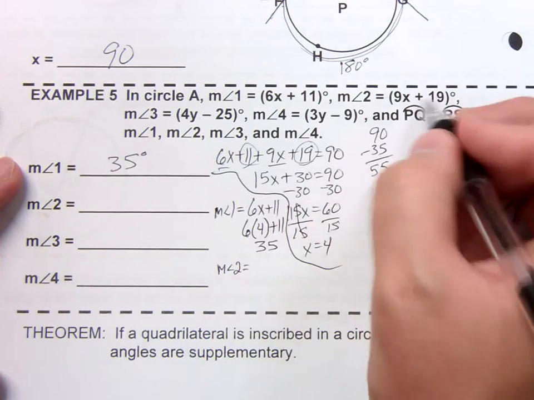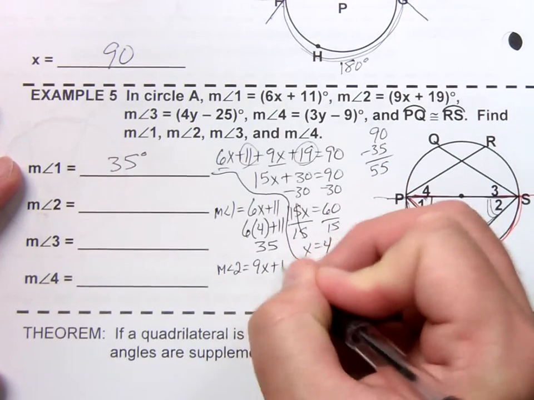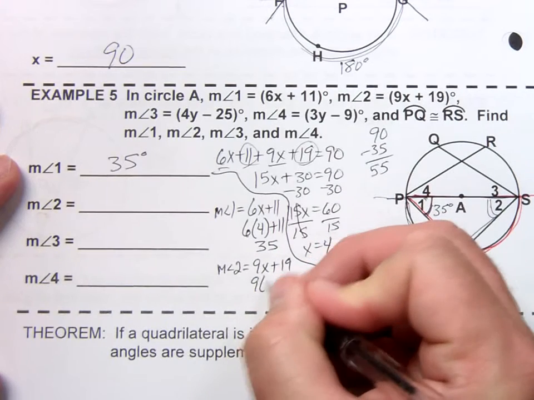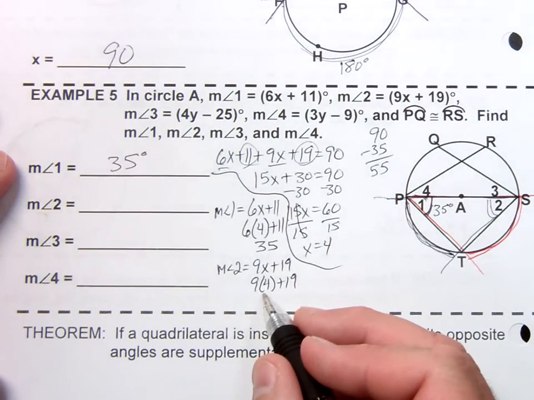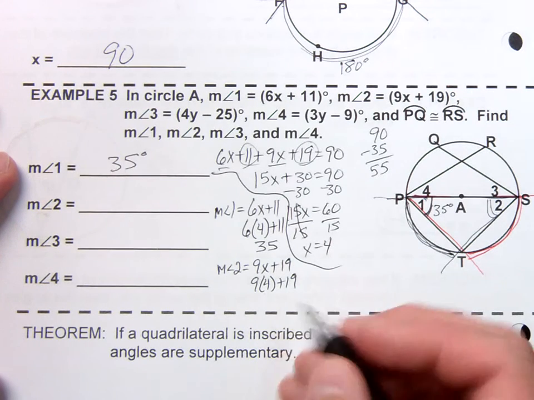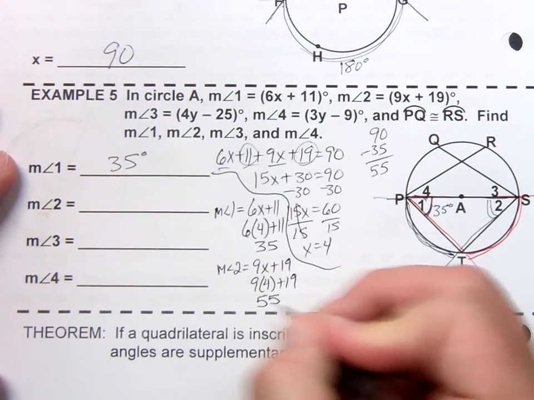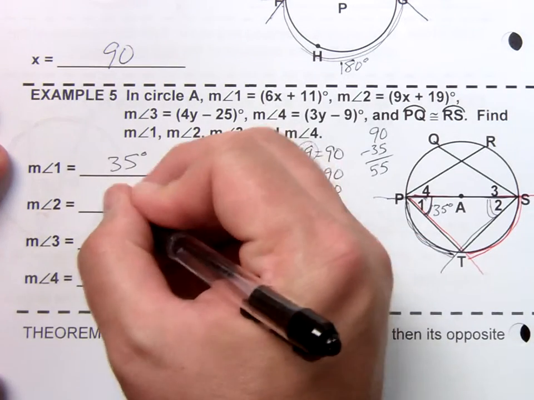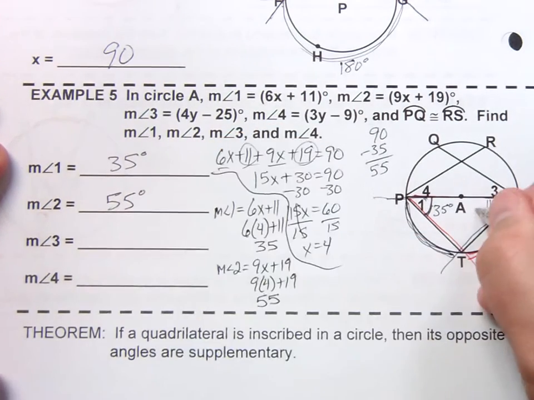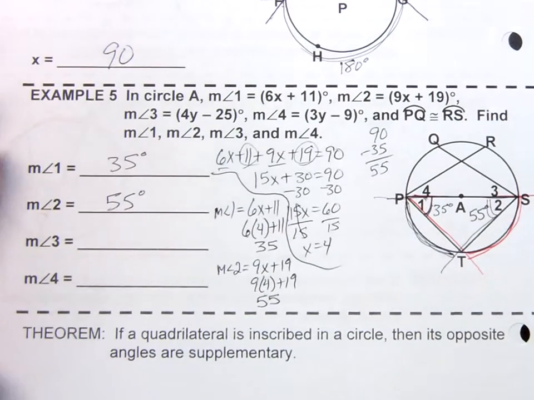Angle 2 is 9x plus 19. So if I substitute 4 in for x, I get 9 times 4 is 36, and 36 plus 19 is 55. And then I can check myself. Do they add up to 90? Yes, they do, so I can feel confident that what I've done is correct and I didn't make any mistakes. All right, so we got angle 1 and angle 2.